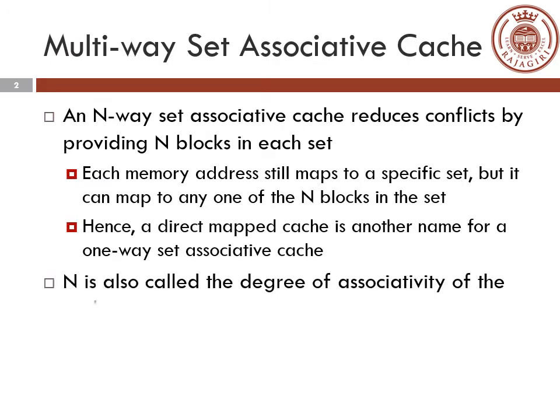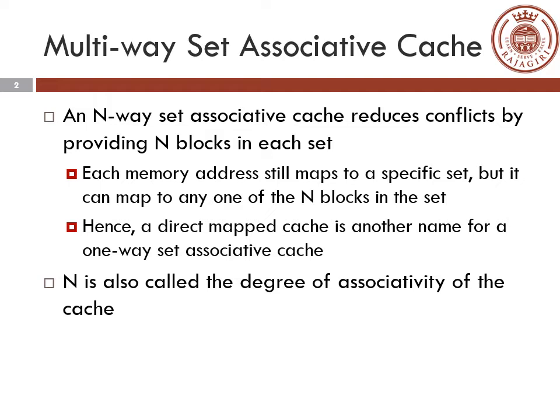Now we will see the n-way set associative cache. It is also known as multi-way set associative cache. One of the disadvantages of the direct map cache was the conflicts. Since a particular set contains only a single block, if you are using the memory addresses mapped to that particular set again and again, that may lead to a conflict, and that conflict is much more in the direct map cache. So in order to avoid the conflicts, we prefer n-way or multi-way set associative cache.